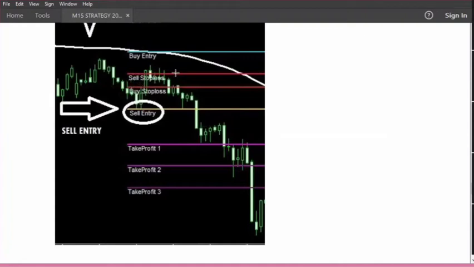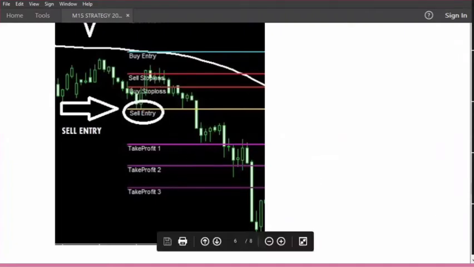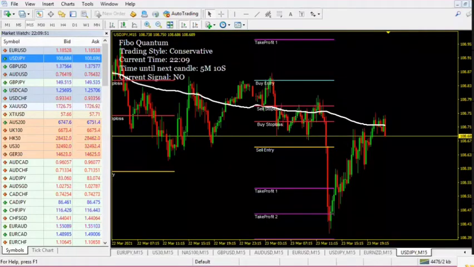It says sell stop loss. That's where you put your stop loss for sell. And then use take profit 1, 2, and 3, depending on the amount of trades that you have open. Okay, very easy, guys. Let's not complicate it. It's really not complicated. It's very, very easy.